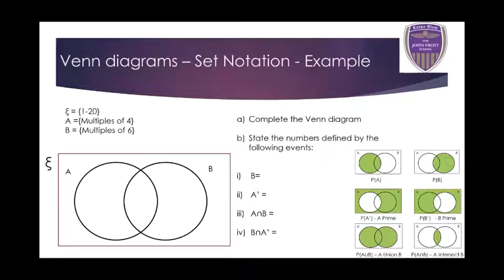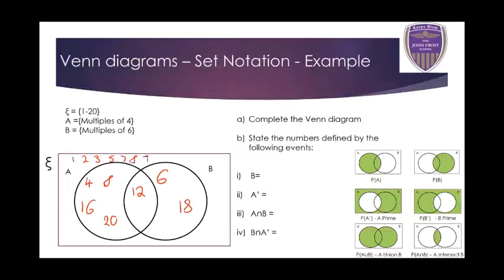This time round, we have got the total set are the numbers between 1 and 20. A is multiples of 4 and B is multiples of 6. Okay, so if we were to populate the Venn diagram now, so what is a multiple of 4 and a multiple of 6? Well, it's only 12. What are the other multiples of 4 apart from 12? Well, we've got 4, 8, 16, 20. And the multiples of 6 are 6 and 18.